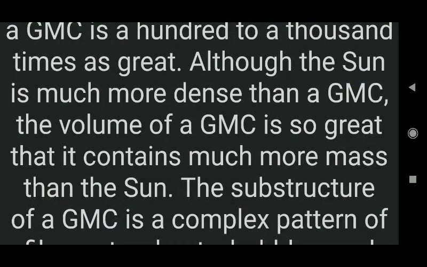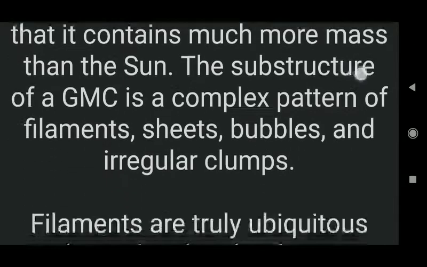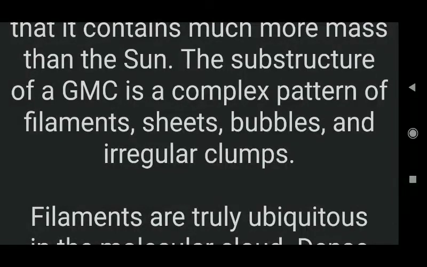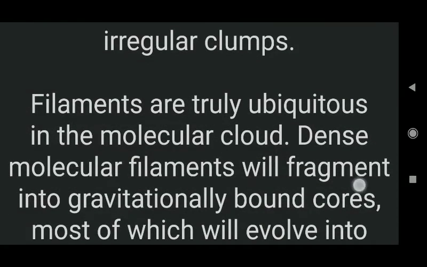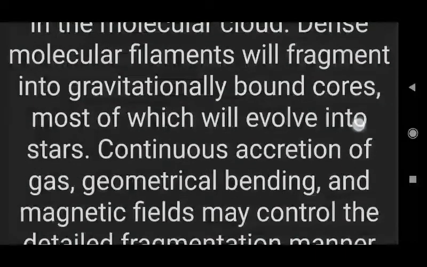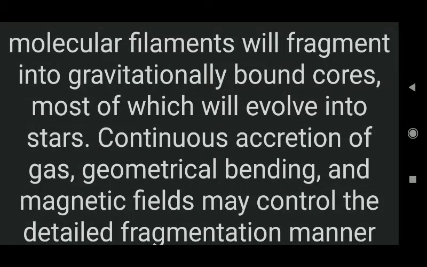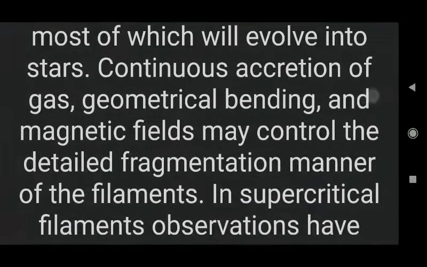Although the Sun is much more dense than a GMC, the volume of a GMC is so great that it contains much more mass than the Sun. The substructure of a GMC is a complex pattern of filaments, sheets, bubbles, and irregular clumps. Filaments are truly ubiquitous in the molecular cloud. Dense molecular filaments will fragment into gravitationally bound cores, most of which will evolve into stars.